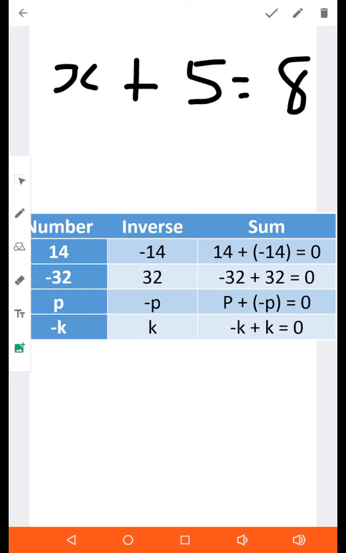And the 0 is what we call what? Identity. So basically, we'll be using the concept of a number and its inverse to look at how to solve linear equations. We're looking at a number and its inverse to solve a linear equation. So let's go ahead.